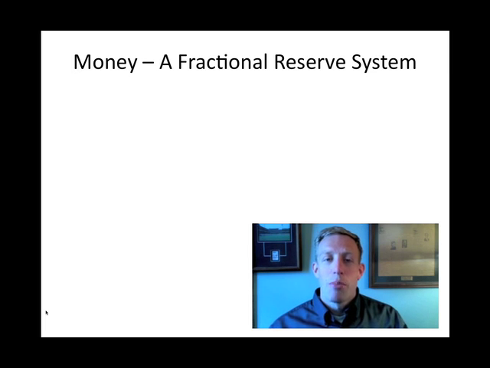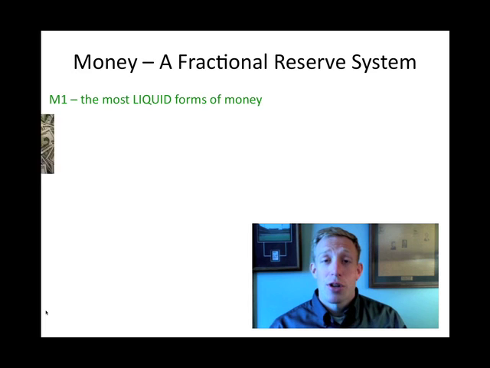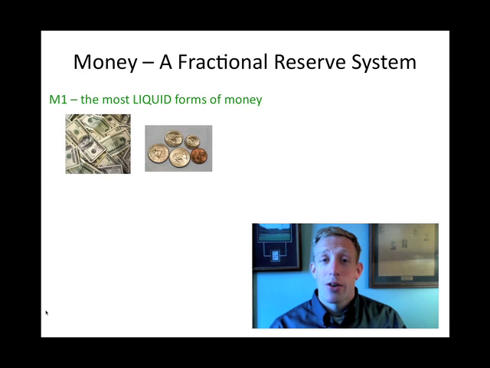M1 are the most liquid forms of money, the things that you can go out and immediately spend. Things like cash and coins and your checking account. Those things take virtually no time to spend. You can go out and spend them at a store, on the street, at a garage sale, online. You can spend them very, very easily.